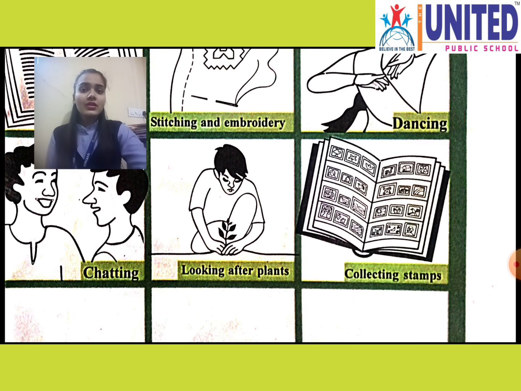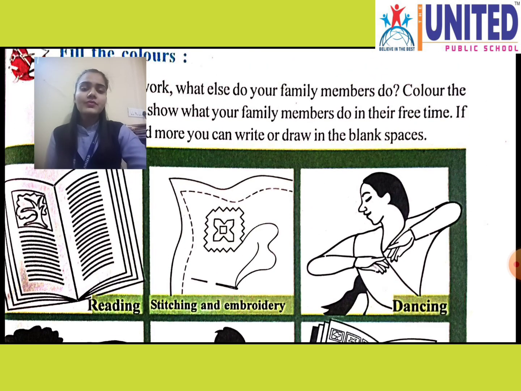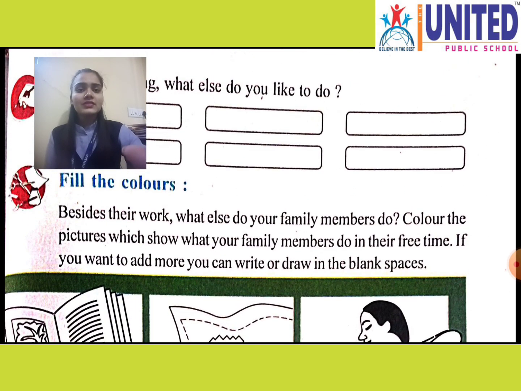Okay, in fourth picture, two boys are there, and what is written there, chatting. Okay, they are chatting with each other. In fifth picture, looking after plants. Okay, if your family member does this, then you have to color this picture. Okay, and last one, that is collecting stamps. Okay, if your family members do this work, so here you have to color that. Okay, so beta, this is also your personal question. Okay, so you have to do this question also according to you.